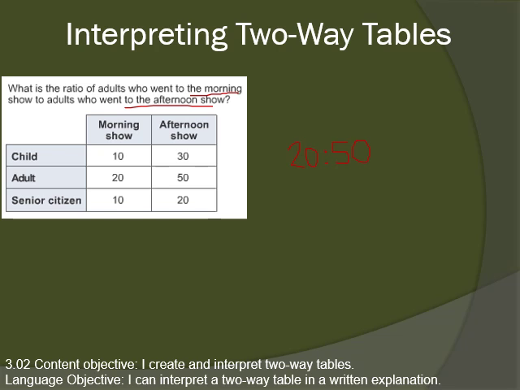Simplify with ratios if you can. Notice I have both of those divisible by 10. So I'm going to say 2 to 5. You could also put this in a fraction form. So it's 2 to 5 ratio of adults who went to the morning show to adults who went to the afternoon show.